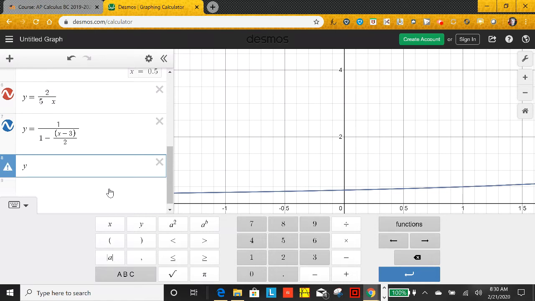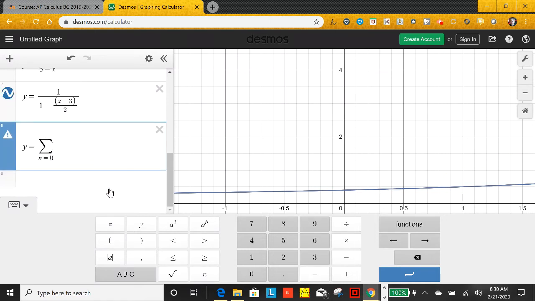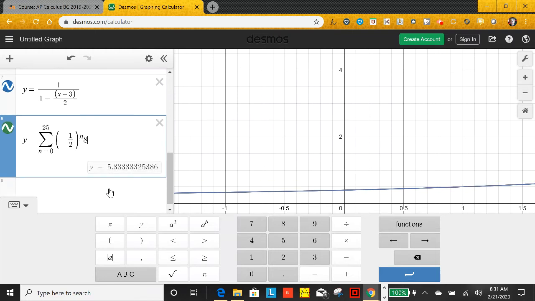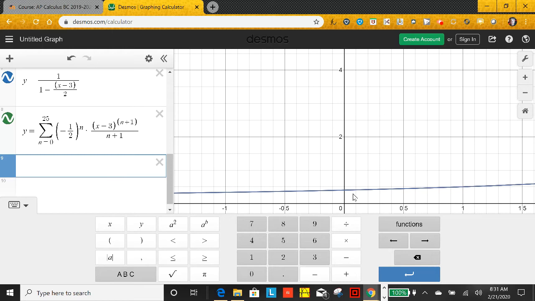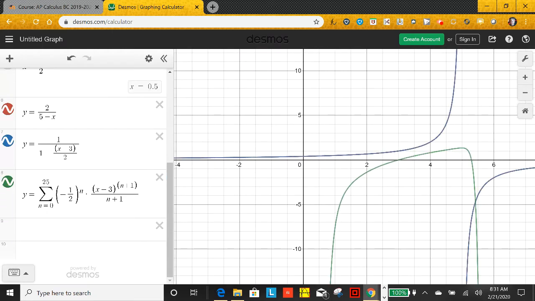So y equals the sum from n equals 0 to, we'll say, 25 of my nth term, which was (negative 1 divided by 2) raised to the n times, oops, not 8 times, (x minus 3) raised to the (n plus 1), and then n plus 1 in the denominator. All right, so there's my function.